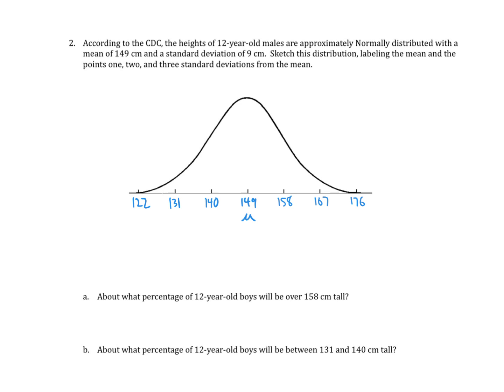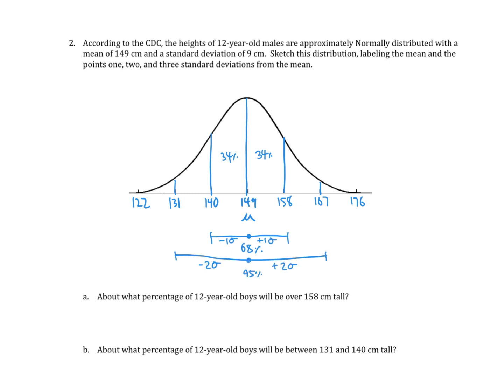Now, if I divide this up, 68% of the data is going to be between 140 and 158, 1 standard deviation above or below. Dividing 68 in half, I get 34% in this part, 34% in that part. So remember, from here to here is 68% of the data, and we go up 1 standard deviation and down 1 standard deviation.